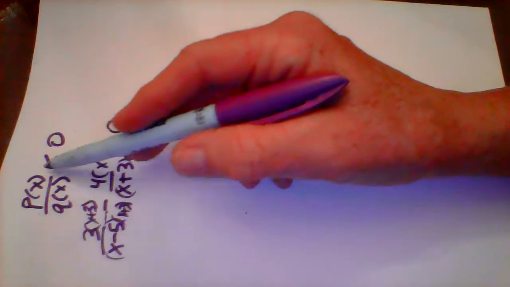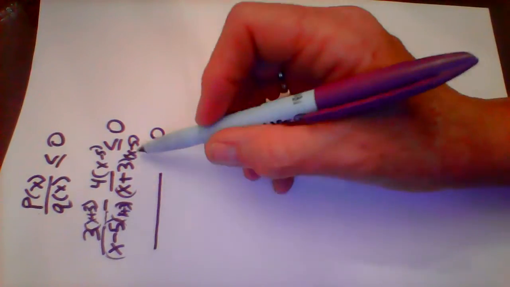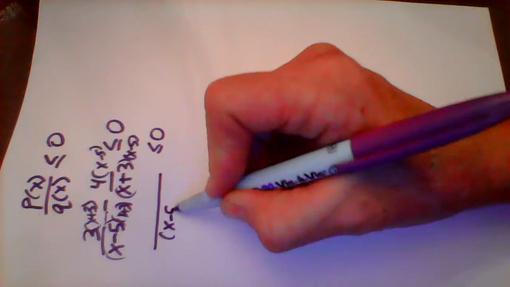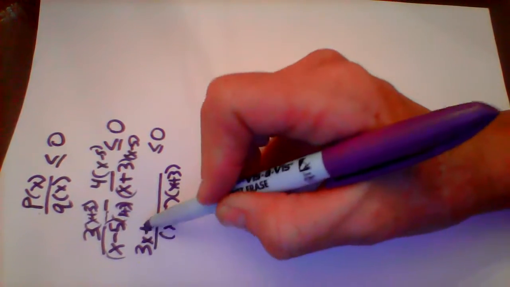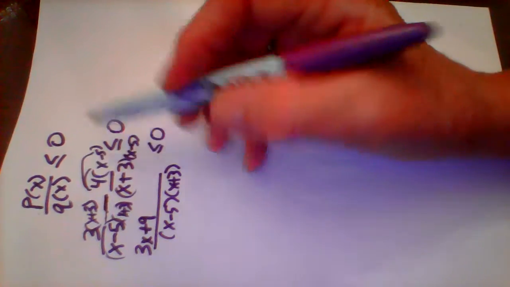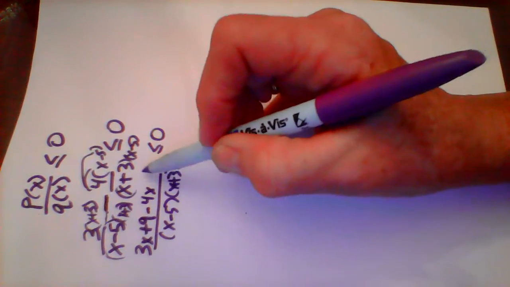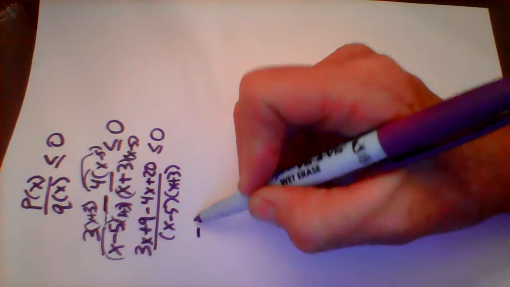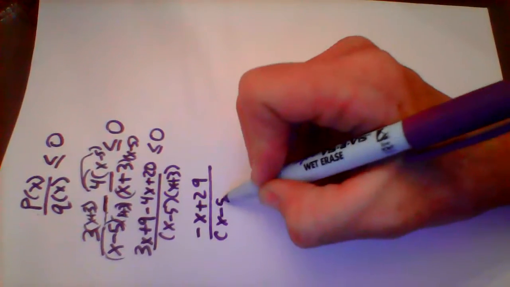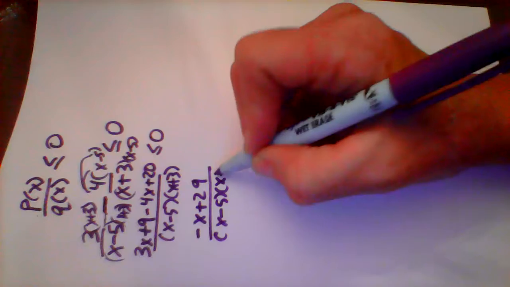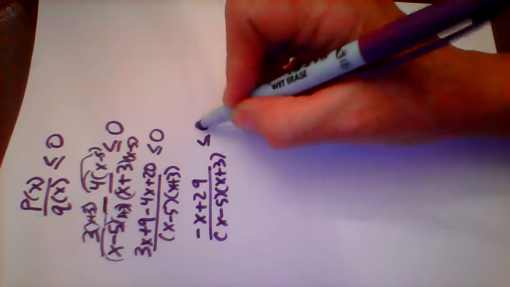I need one fraction, so I'm going to write this over my common denominator, x minus 5 times x plus 3. In the numerator, I'm going to distribute and simplify, so I have 3x plus 9. Be careful of this minus sign, so I'm going to distribute really a negative 4. So I get minus 4x plus 20. In the numerator, I then get negative x plus 29, denominator x minus 5 times x plus 3 is less than or equal to 0.